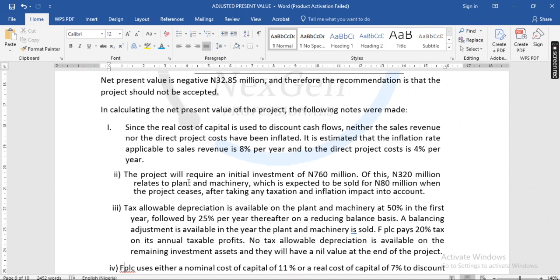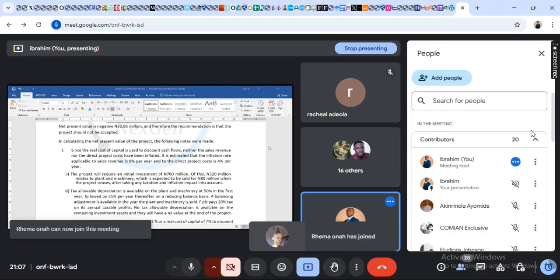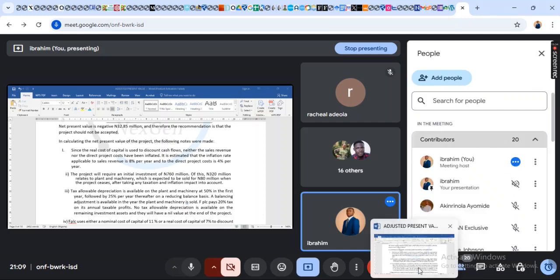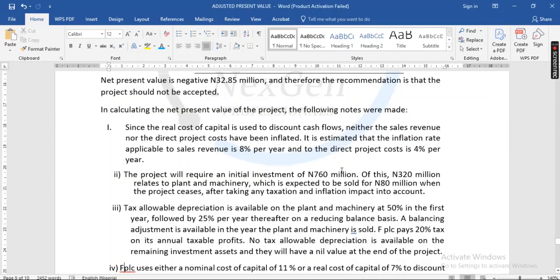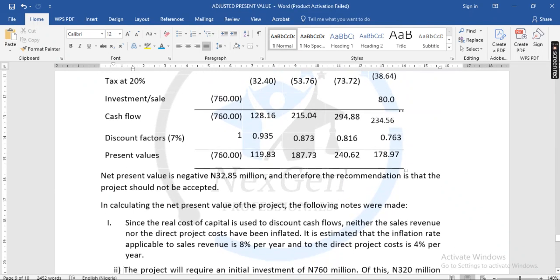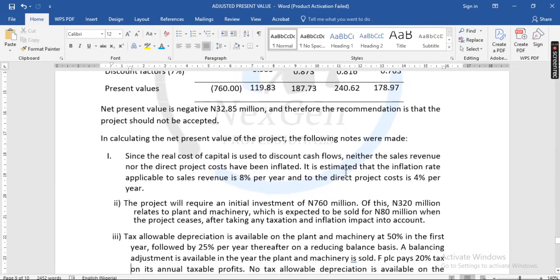The project will require an annual initial investment of 760 million, which means that when they want to do this project, they will need an investment of 760, which is shown above.